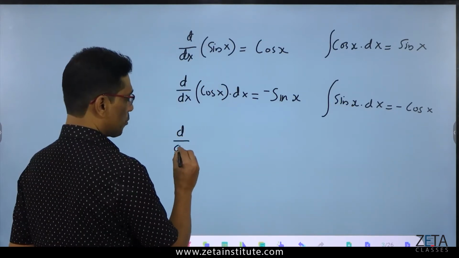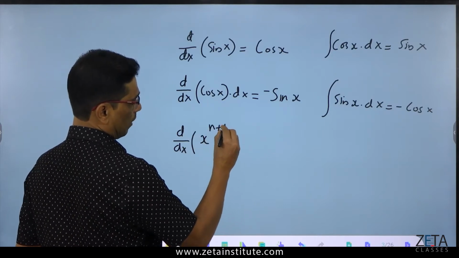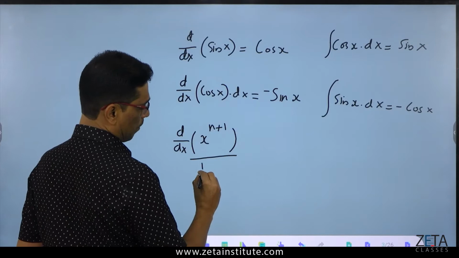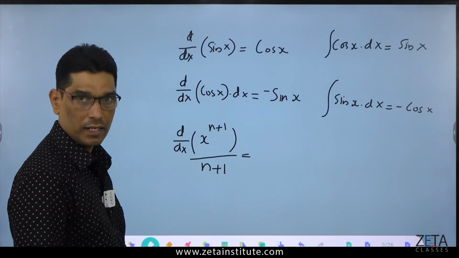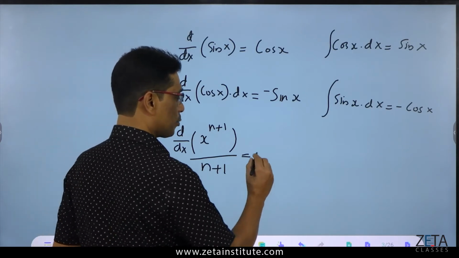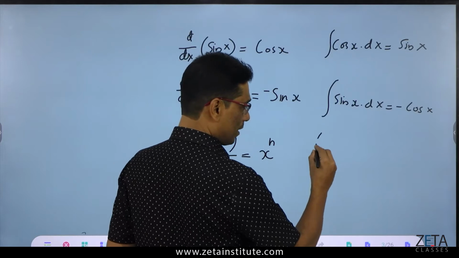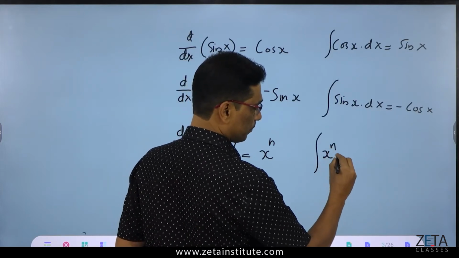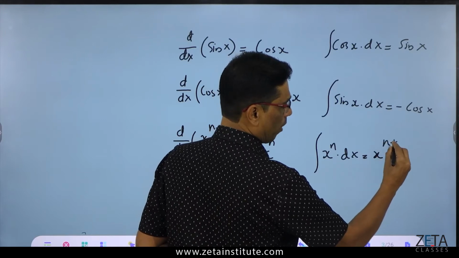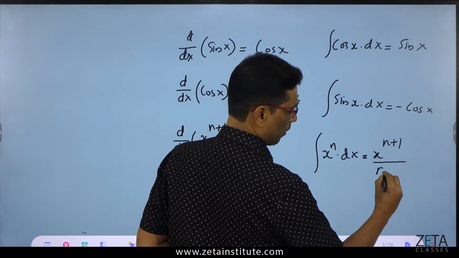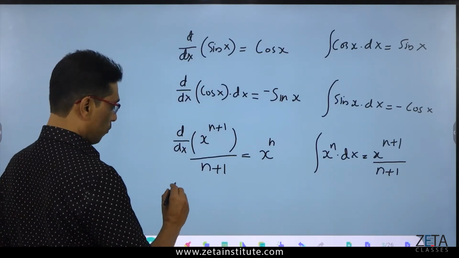So dy by dx of x raised to n plus 1 divided by n plus 1, what is that? We are getting x raised to n. So integration of x raised to n is equal to what? Integration of x raised to n is equal to x raised to n plus 1 divided by n plus 1. Clear?